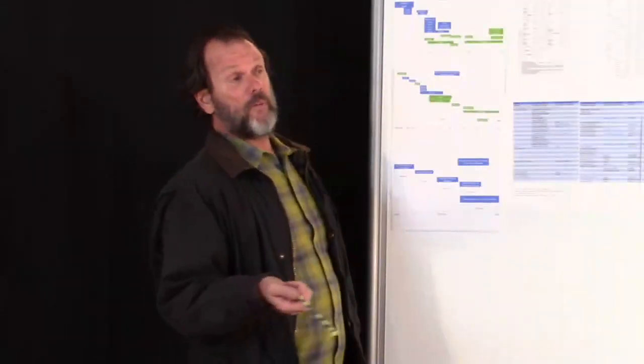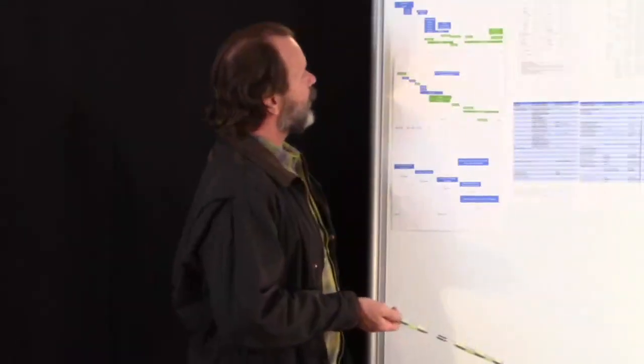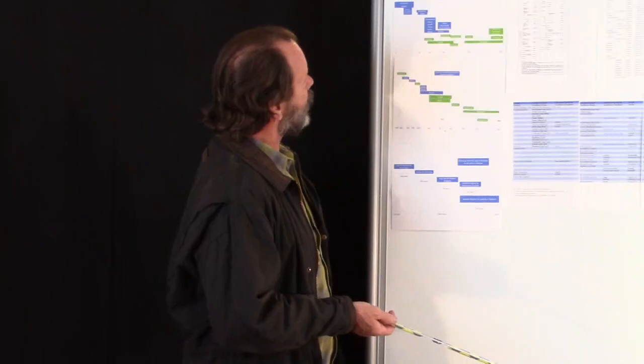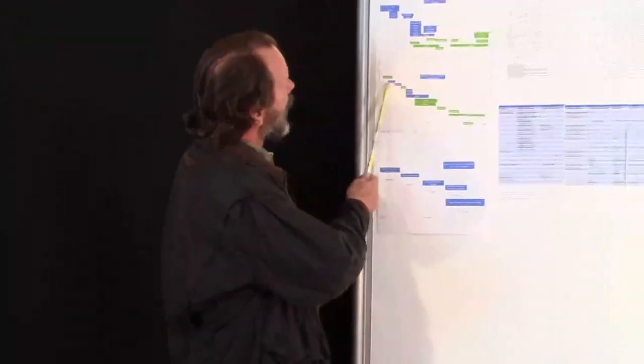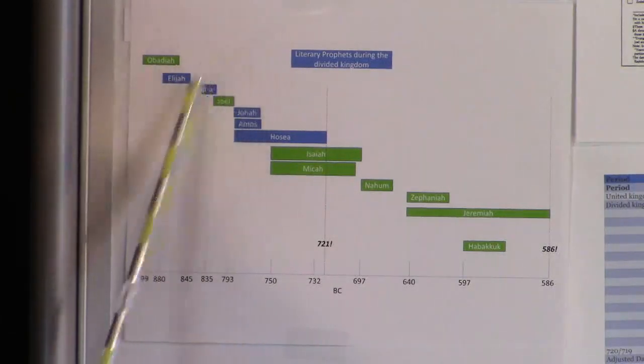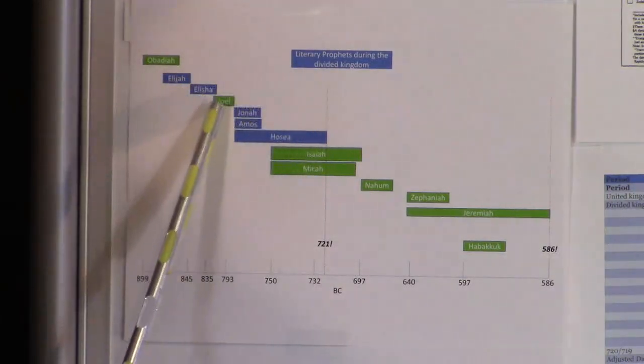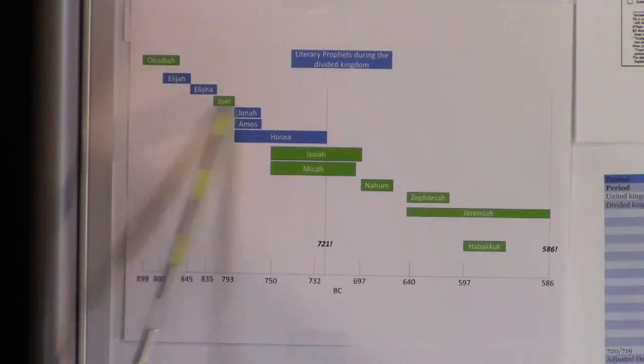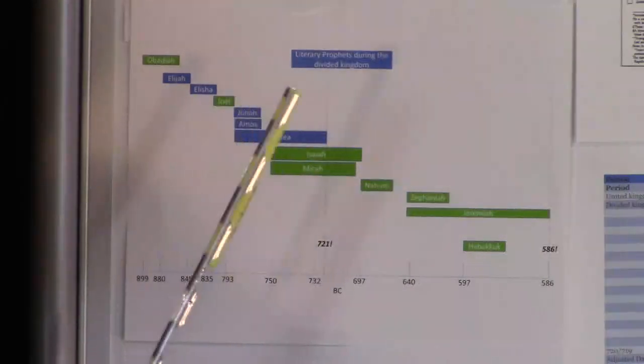And on those non-literary prophets, not all of them are named. Some of them the Lord just hid away. Okay, so then we have Obadiah, because he's in green, he's what? Southern prophet. And then we have Elijah, Elisha, then Joel, southern prophet. Then we have Jonah, Amos, and Hosea.